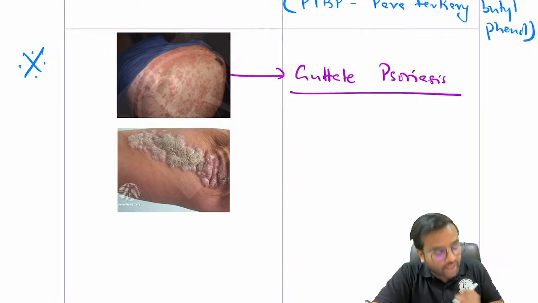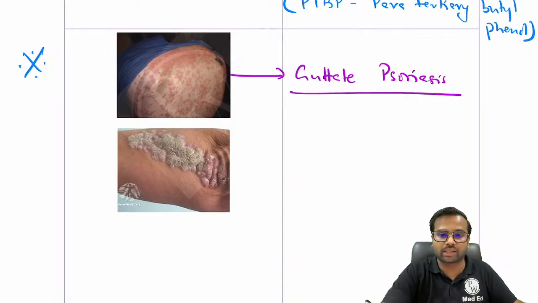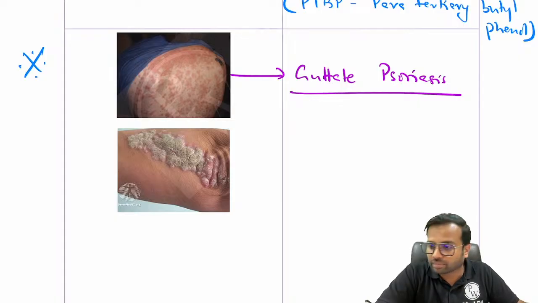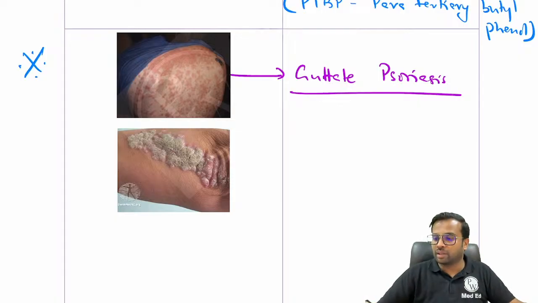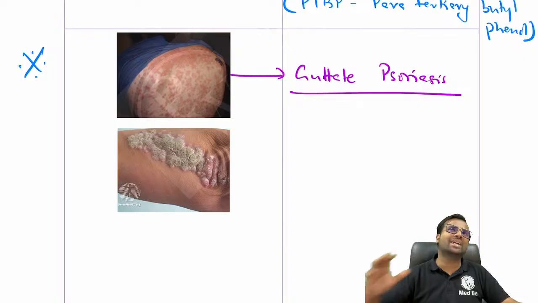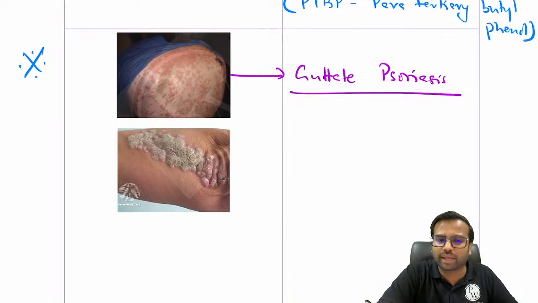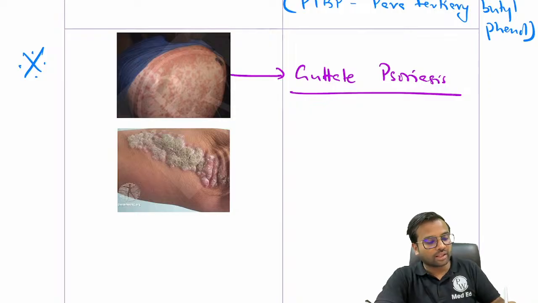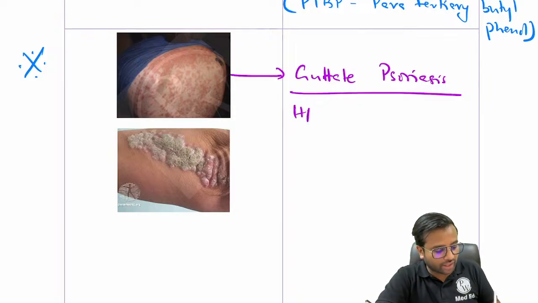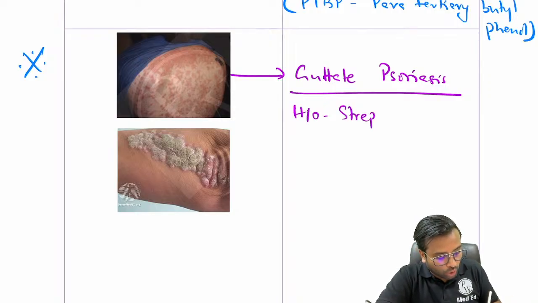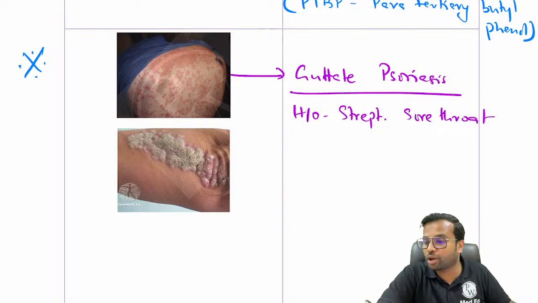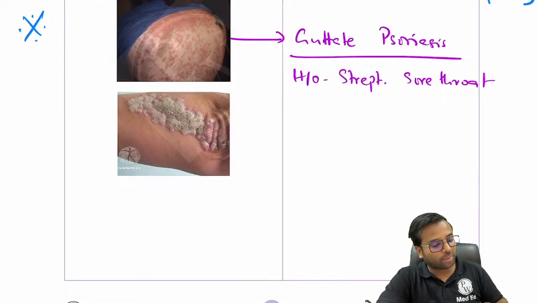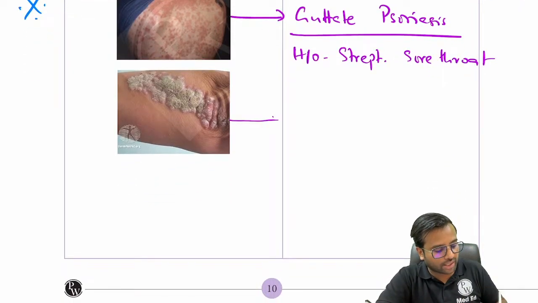So in guttate psoriasis, what is the history? Is there any history of a preceding infection in guttate psoriasis? Yes, guttate psoriasis will have a history of streptococcal sore throat, isn't it? They will have a history of a streptococcal sore throat. Excellent, Pooja.